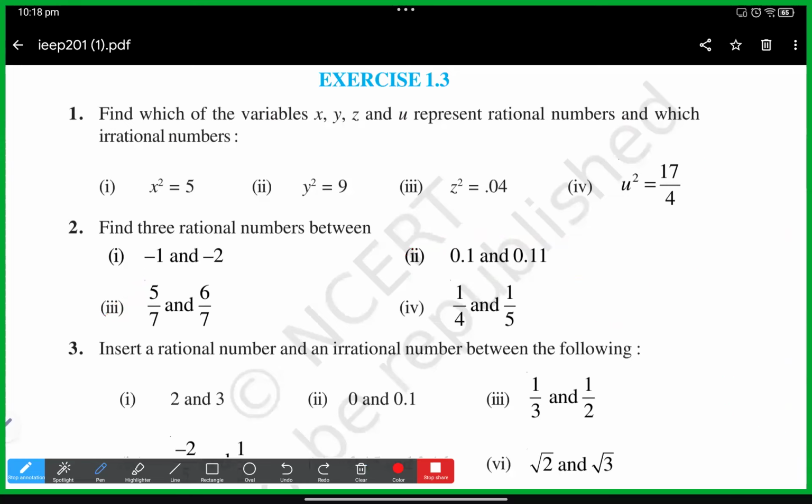Then 5 by 7 and 6 by 7, because the numerators don't have any numbers in between, you just multiply by 10 and 10. So it will become 50 by 70 and 60 by 70. Sir, so that's 51 by 70, 52 by 70, 53 by 70. Yes, that is correct.